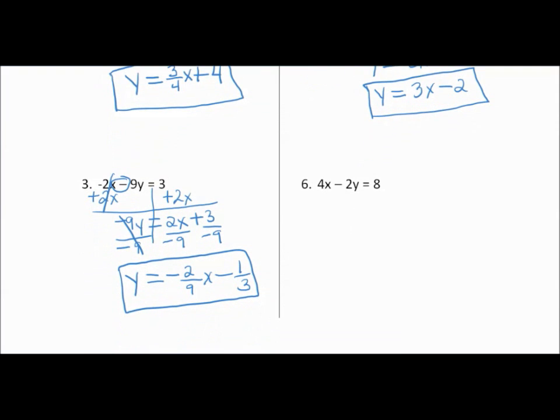I have 4x minus 2y equals 8. Same old, same old. Do the same thing all over again. That's a positive 4x, so I'll subtract 4x. I'll bring down what I have left. Once again, remember the x term has to come first. So that leaves me with negative 4x plus 8. Now I'll divide everything by negative 2.